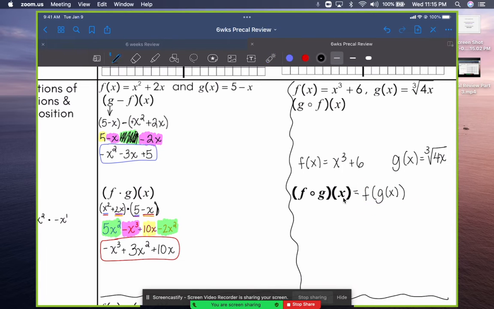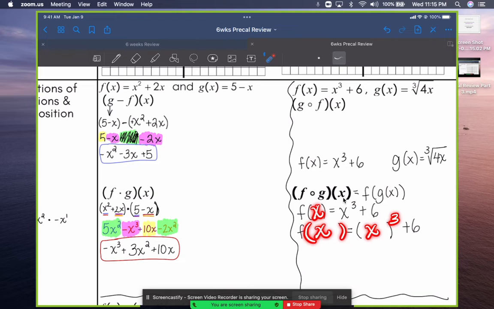So the f of x function, again, is f of x equals x cubed plus 6. So what I'm going to do is in place of x, I'm going to be putting the g of x function. So I'm going to go ahead and write this with big parentheses everywhere that I see an x. So I used to have an x here, just like I have here. I used to have an x here. I just rewrote it with big parentheses.